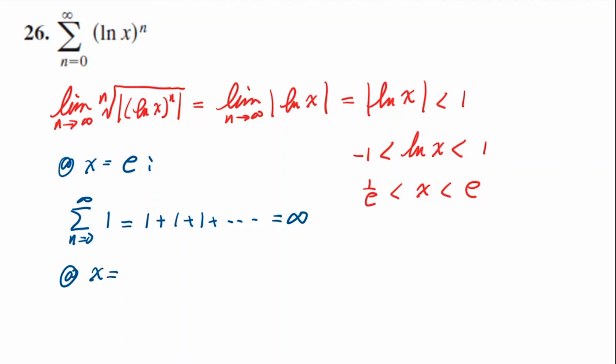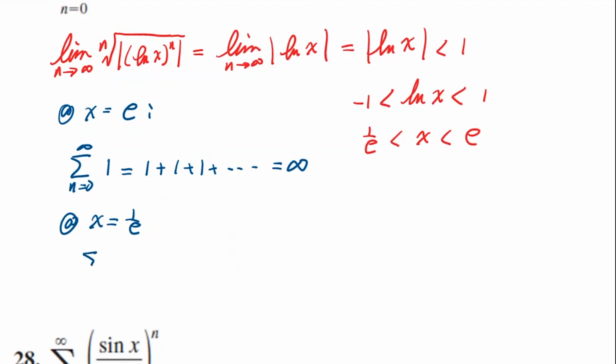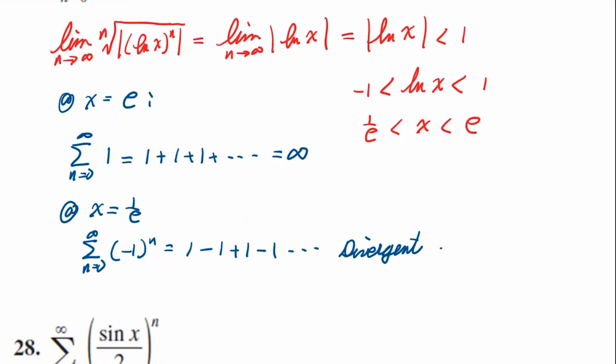What about if x is equal to 1 over e, e to the negative 1? Then in our series, if you put in 1 over e, that's just negative 1, isn't it? Of course, starting at 0, that means 1 minus 1 plus 1 minus 1. This is oscillation, isn't it? It's either 1, 0, 1, 0, 1, 0. We don't know what that is, but it's divergent, I know that much. Good.